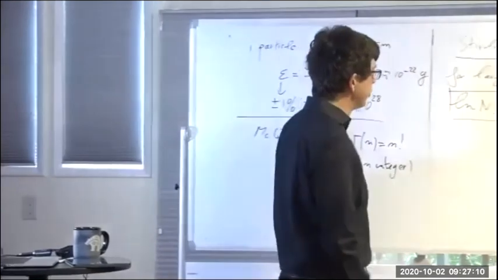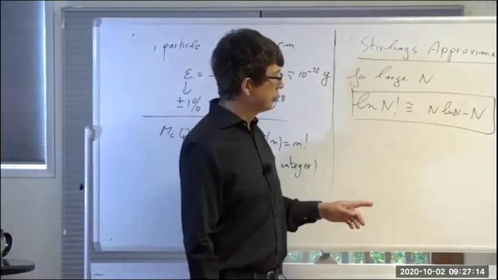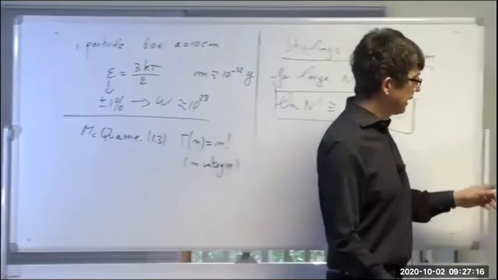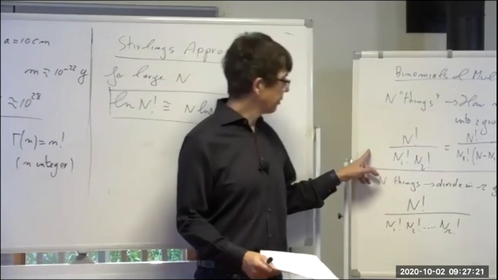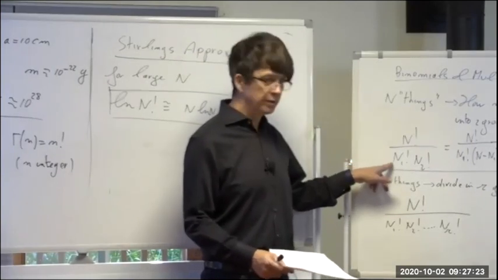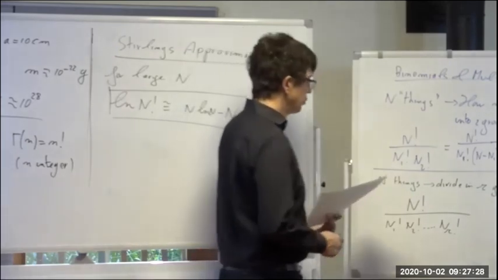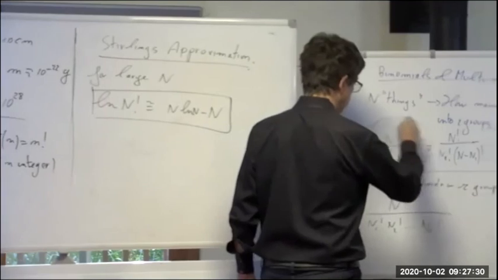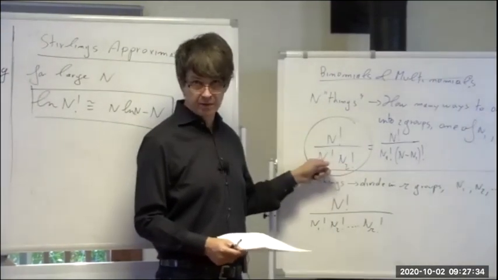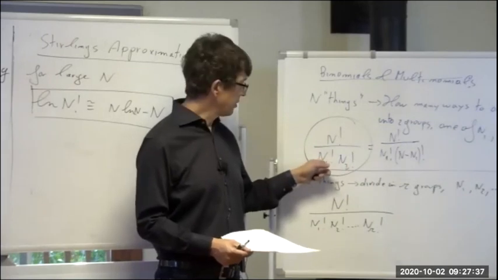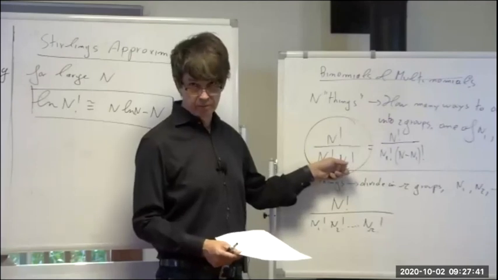I want to send you home with a tiny homework problem. I want you to prove that the binomial is maximal when n1 equals n over 2. Right? So this number is maximal when you pick the two buckets exactly the same. Because when n1 is equal to n over 2, then n2 is equal to n over 2.